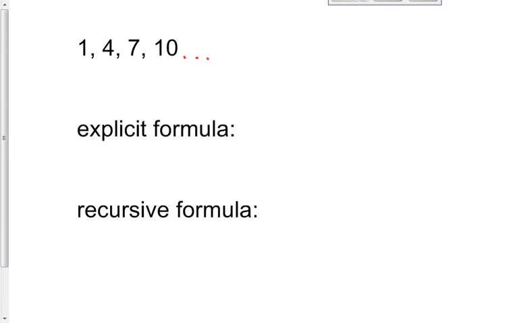So if you use the rules that we've talked about, looking at second number minus the first, third number minus the second, do you get the same thing? 4 minus 1 is 3, 7 minus 4 is 3, 10 minus 7 is 3. So yes, this sequence is arithmetic.